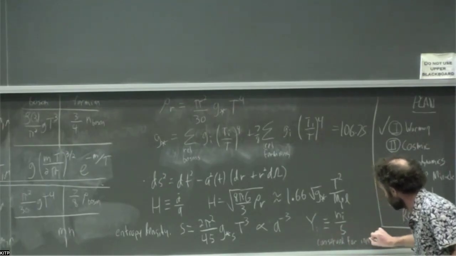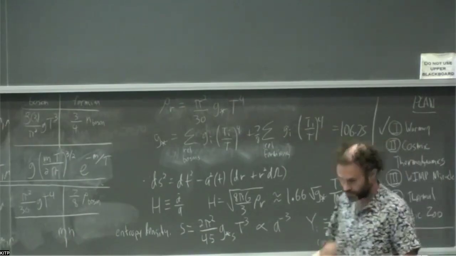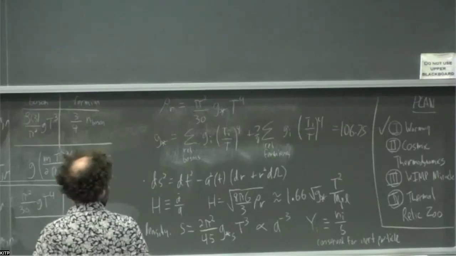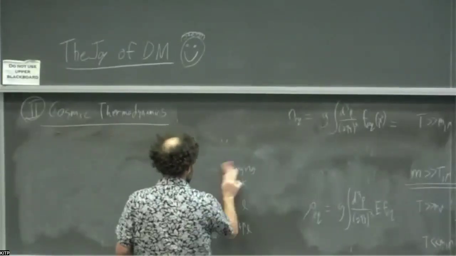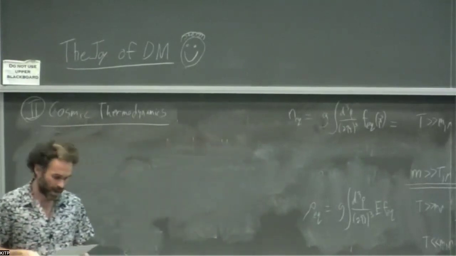So this is conserved for inert particles. Okay. The final thing for this quick review is just to comment on how much dark matter we observe. This is what we want our models to match.